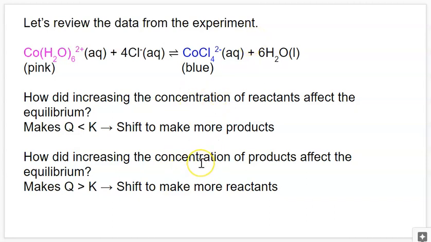And then the same thing happens when we increase the concentration of products. We have too much over here, and our numerator is too big, so it's going to shift back towards the reactants to alleviate that, and then make Q equal to K again.